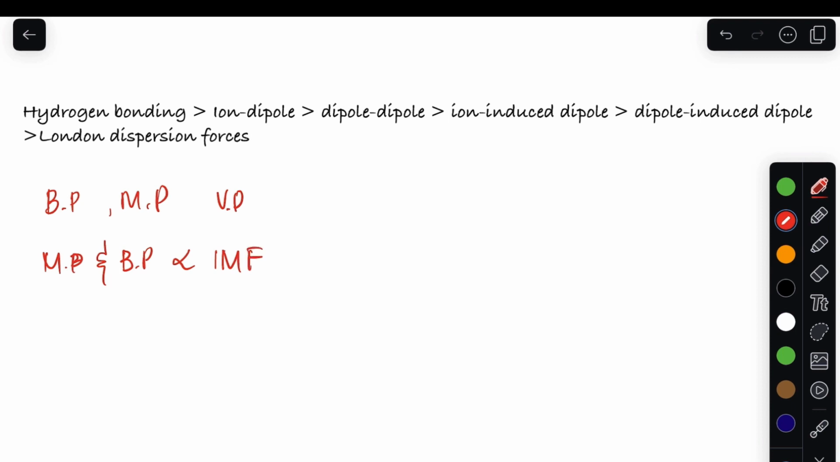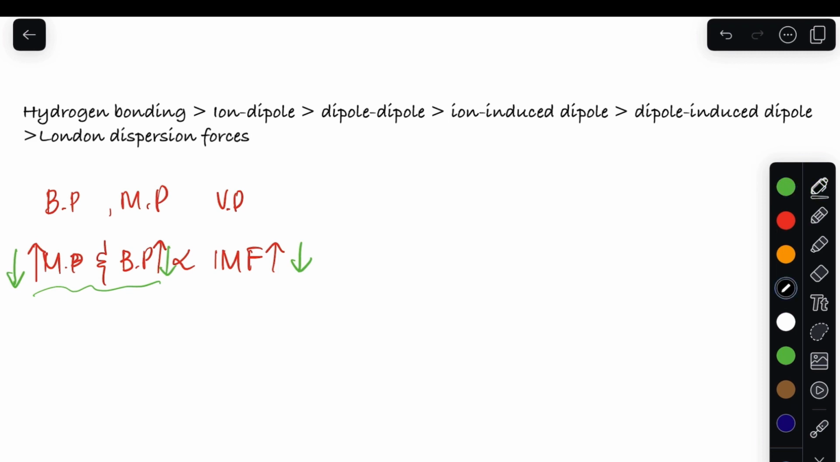So if a compound has a greater intermolecular force, its boiling point is going to be high, and its melting point is going to be higher. So the compound with the lowest melting point and the lowest boiling point has a weaker intermolecular force. So, guys, the intermolecular force and the boiling point and melting point are directly proportional. Greater intermolecular force means greater boiling point and melting point.